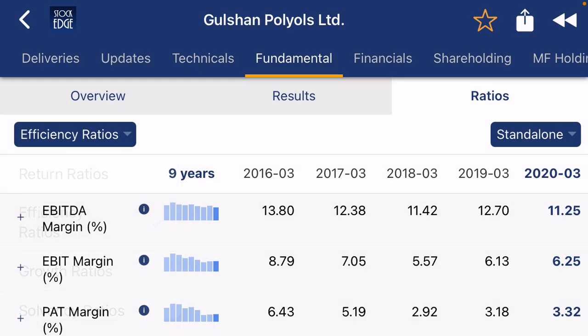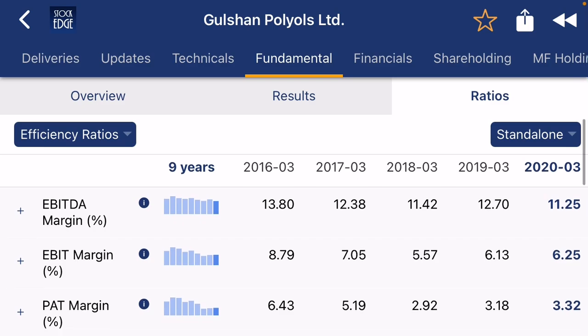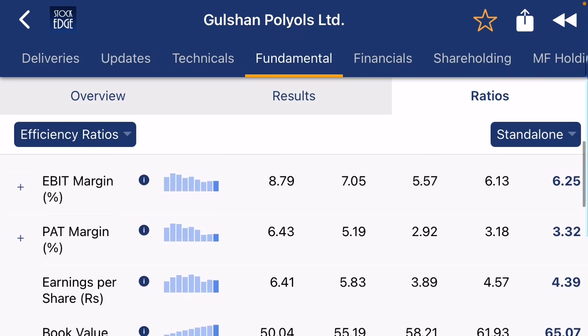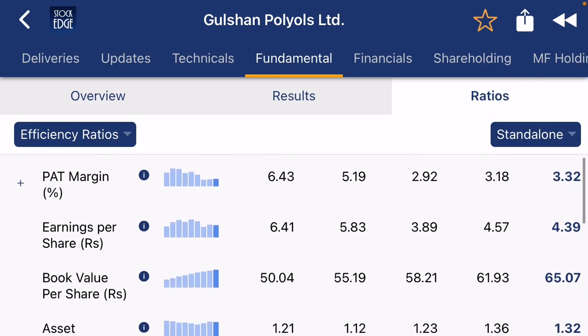But if you check the efficiency ratio and the EBITDA margin, the company's margin is also flat, similarly 13.8 to 12.38, 12.7, 11.25. But this year, when you see the 2021 result, the EBITDA margin will be much higher. EBIT margin is similarly flat, PAT is also flat.